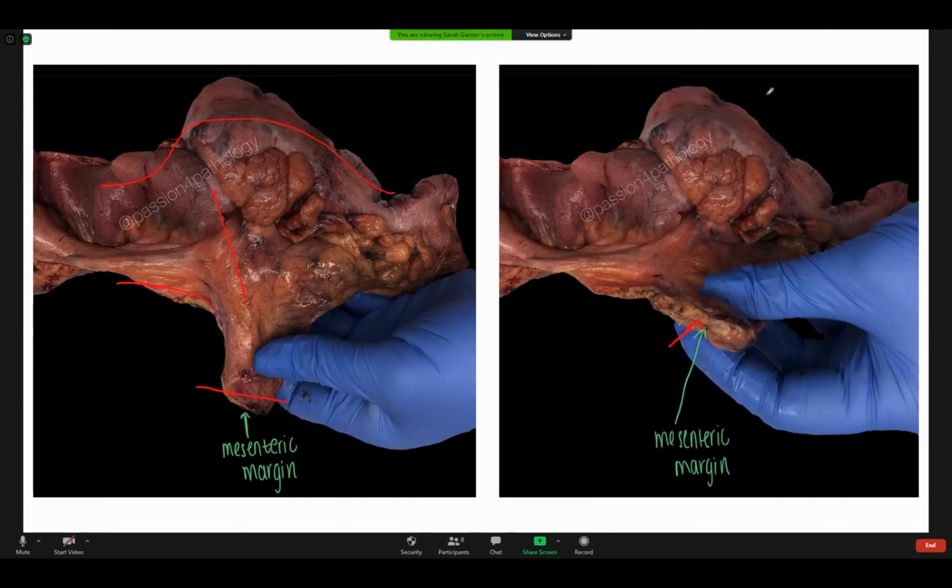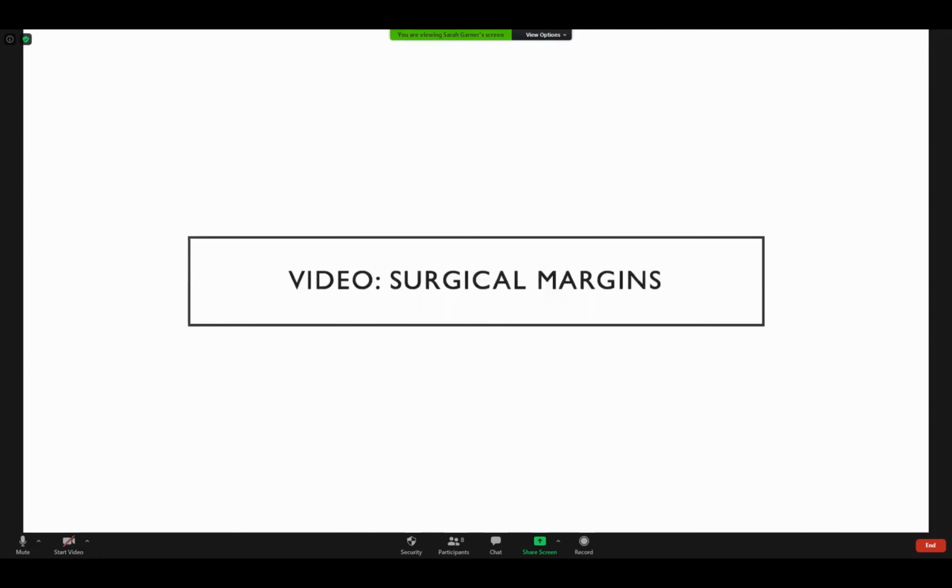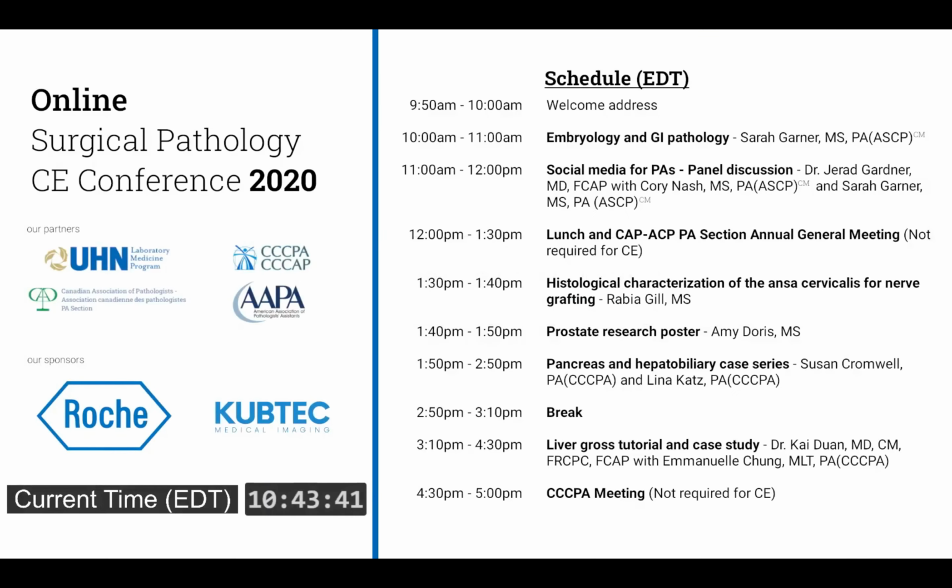Now the serosa, of course, is important because it's going to upstage the cancer if the tumor is extending through the serosa here, but your actual surgical margin is out here at the mesenteric margin. This is tough to see even in pictures, so I have another short video. It's only about 4 minutes, but hopefully we can get that one to play too. Yep, I'll go ahead and get that started for you.